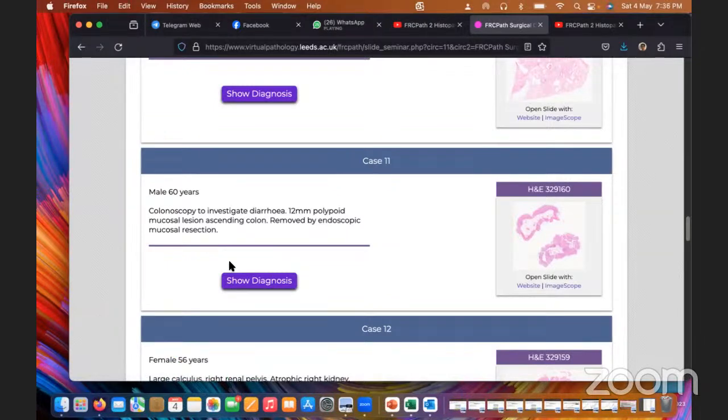So today, as discussed, we will be discussing the rest of the cases of autumn 2015 session, starting from case number 11. Okay, so without wasting much time, we're just going to case number 11. The history was given as male, 60 years, and a colonoscopy investigation was done for diarrhea and 12 polypoidal mucosal lesions were detected on colonoscopy.